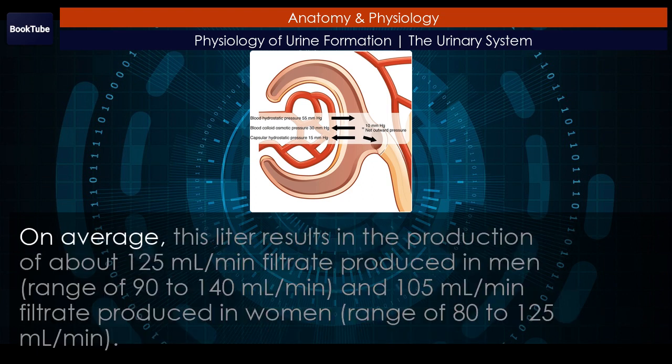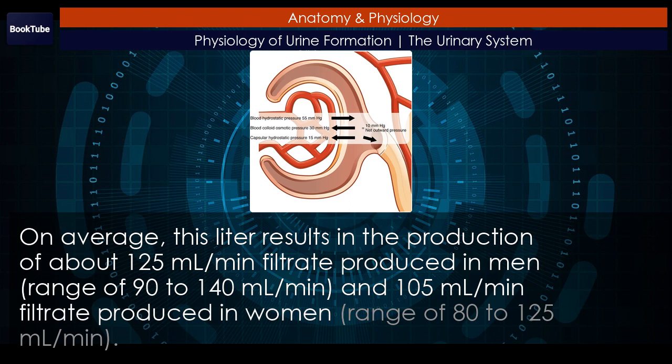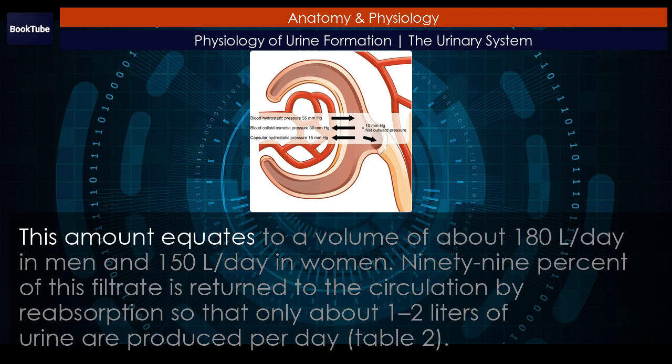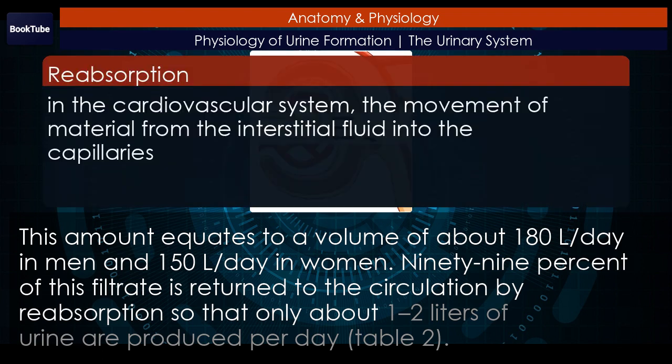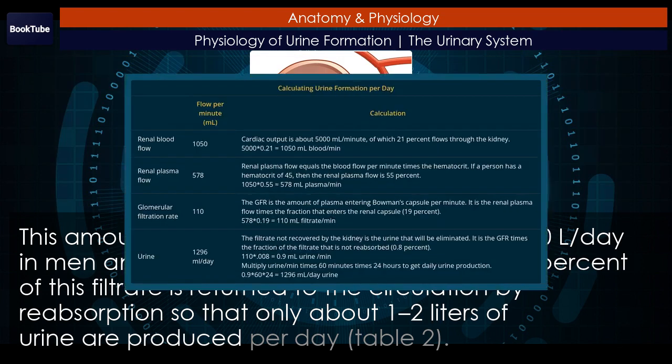On average, this liter results in the production of about 125 milliliters per minute of filtrate in men, with a range of 90 to 140 milliliters per minute, and 105 milliliters per minute of filtrate in women, with a range of 80 to 125 milliliters per minute. This amount equates to a volume of about 180 L per day in men and 150 L per day in women. 99% of this filtrate is returned to the circulation by reabsorption, so that only about 1 to 2 liters of urine are produced per day.